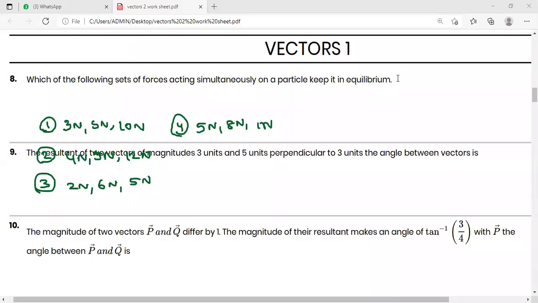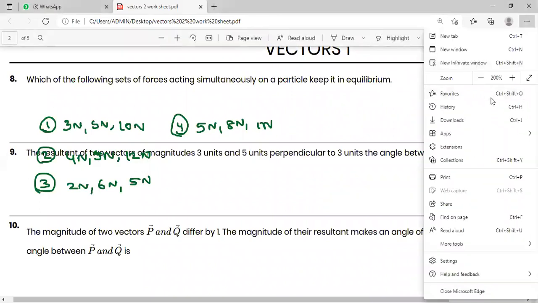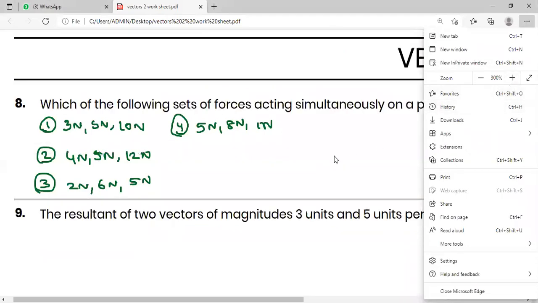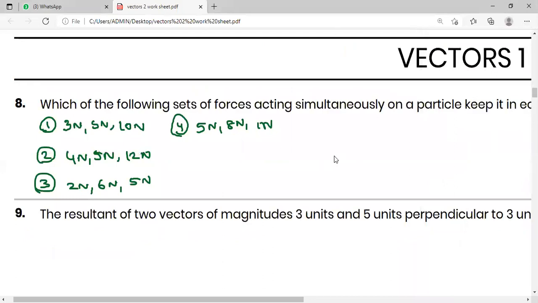Question number 8. Which of the following sets of forces acting simultaneously on a particle keep it in equilibrium? To keep the body in equilibrium, which set of the forces have to be applied? So what is the condition to be equilibrium? The total resultant force should be 0 only. Resultant force should be 0 in the sense the resultant of any two forces should be able to give the third force. That means they should be able to form a triangle.